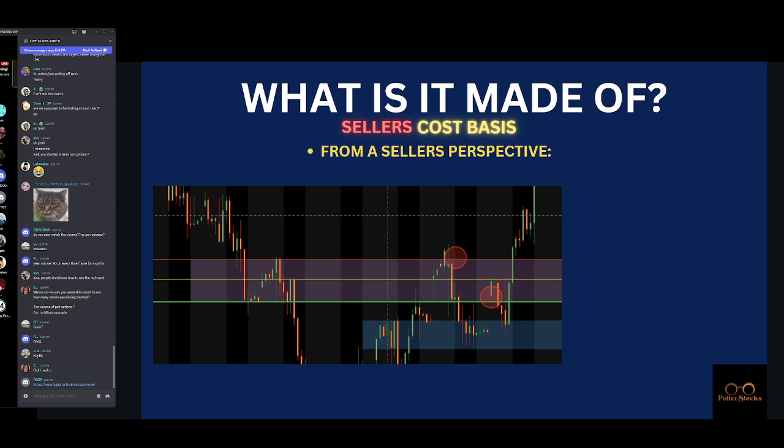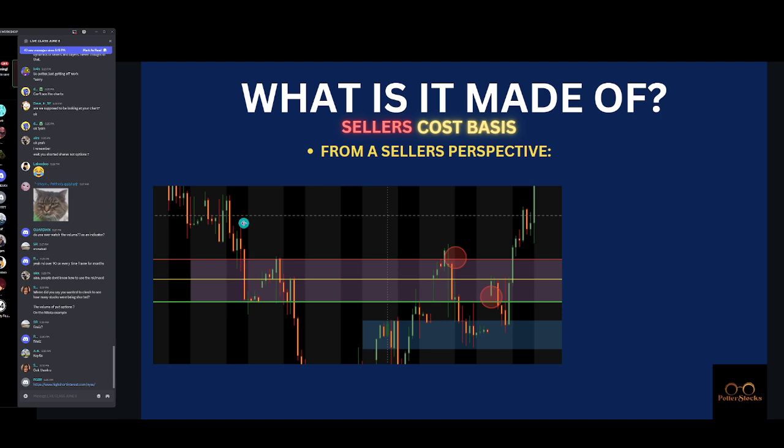Because oftentimes it's in a seller's advantage and an institution's advantage to drive price higher before you drive price lower. And you'll typically find that on any major leg down. You could look at the chart that you're looking at right now.